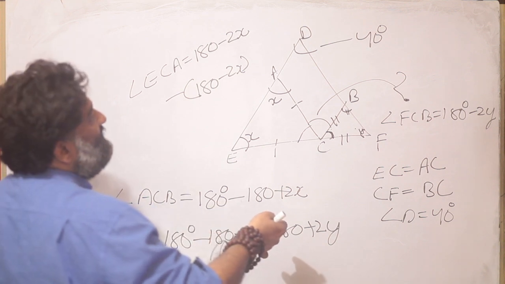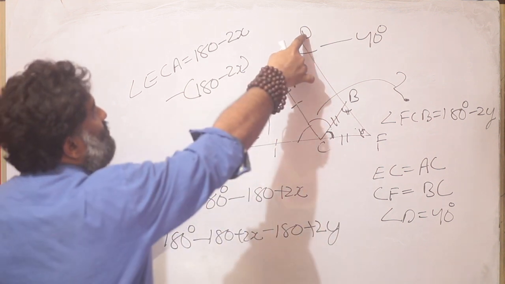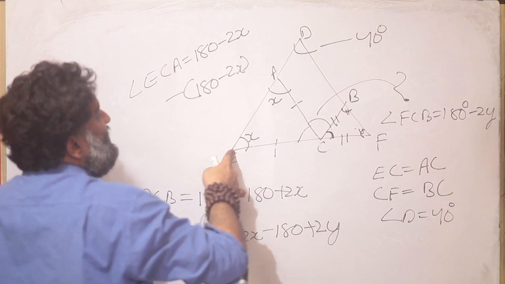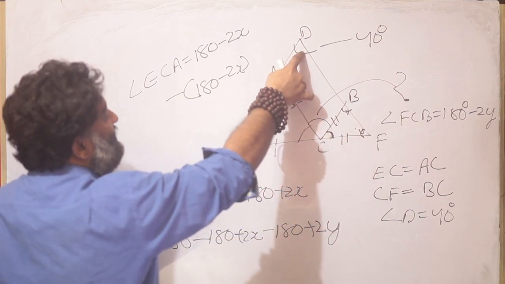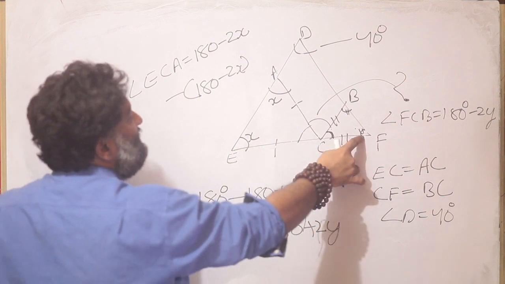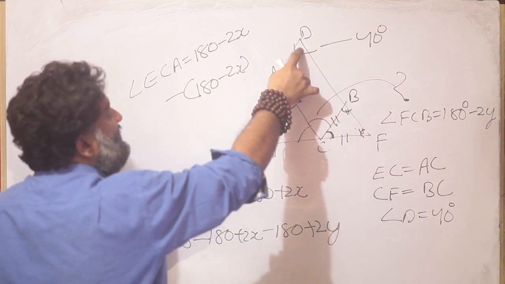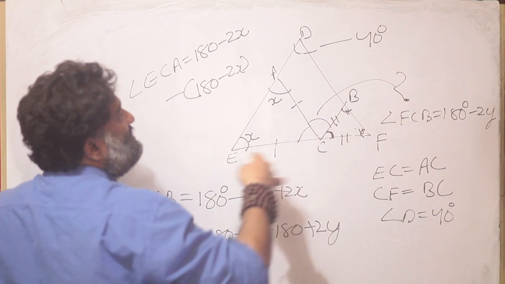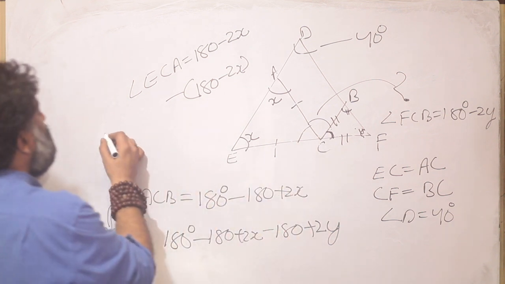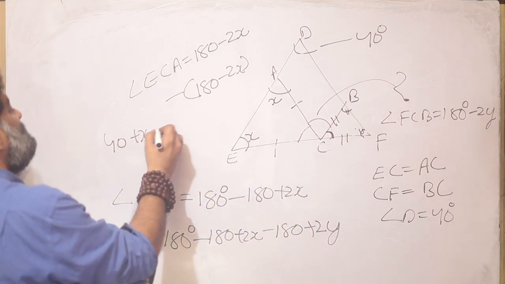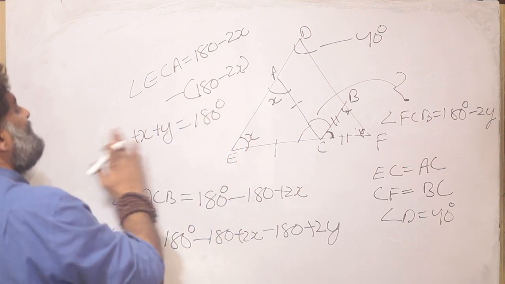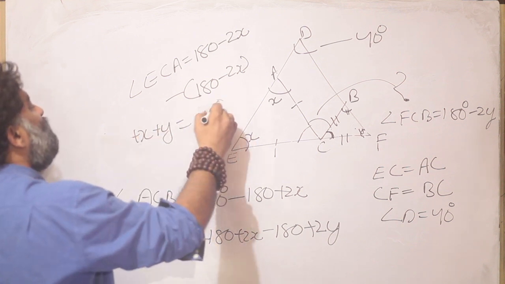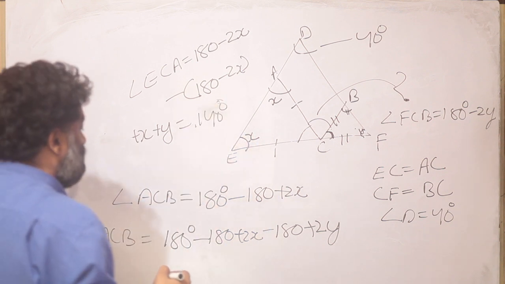What other piece of information do I have? I know that triangle DEF is made up of angle D, angle X and angle Y. So 40 plus X plus Y is going to give you 180 degrees. So X plus Y is going to give you 140 degrees.